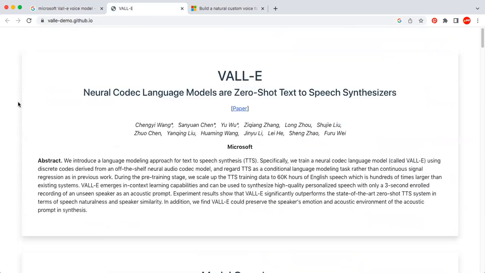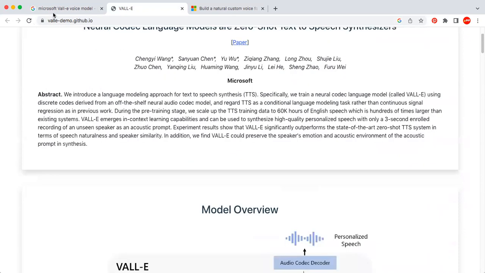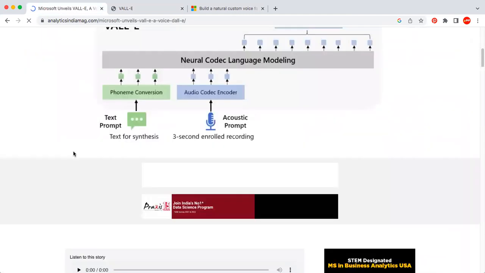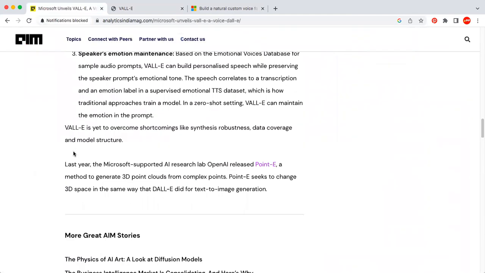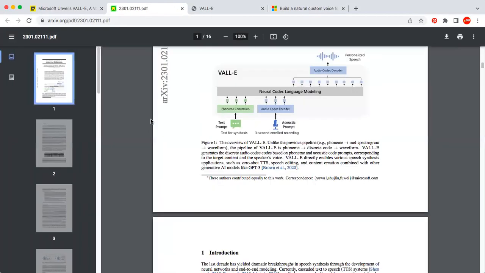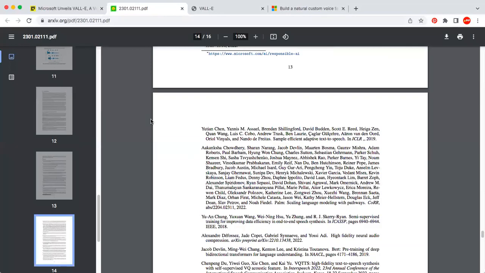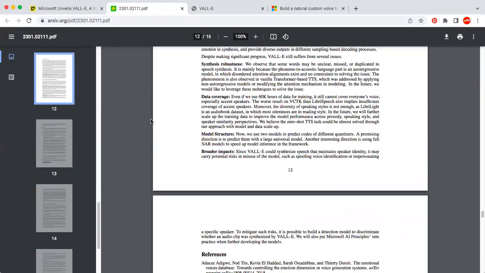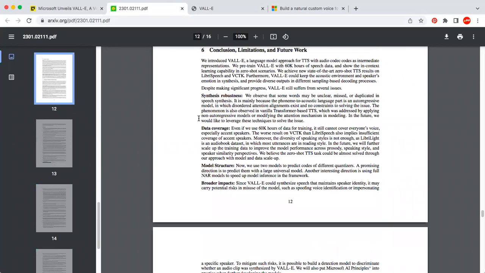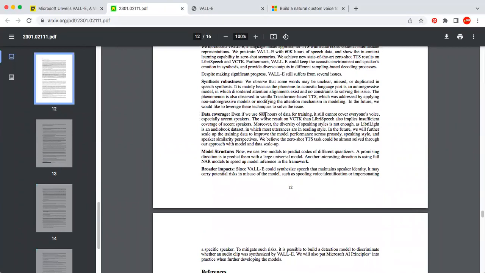The paper that I had, though, it actually talked about some of the issues with the model and how those issues might be solved. And they talked about, well, the main problem here is the size of the database. So synthesis, robustness, data coverage. Even if you use 60K, it can't cover everyone's voice. Yeah, they talk about accents.